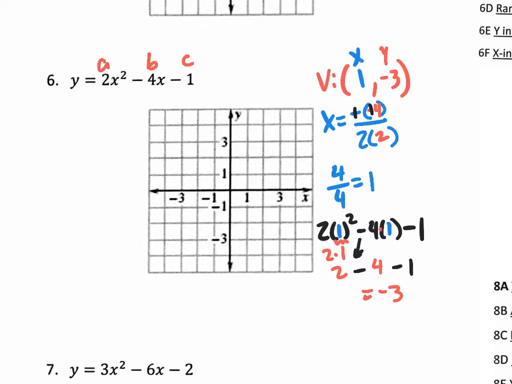Let's go to the coordinate 1, -3. Let's put a dot there. Step 2 on graphing is what? Drawing your axis of symmetry. So that's the dotted line right through the vertex.